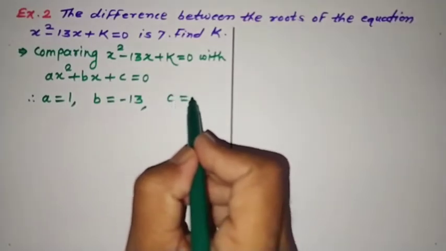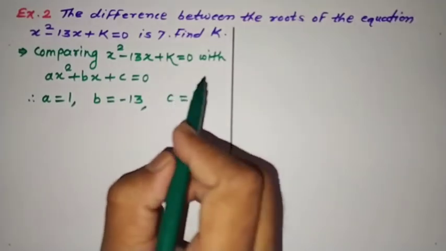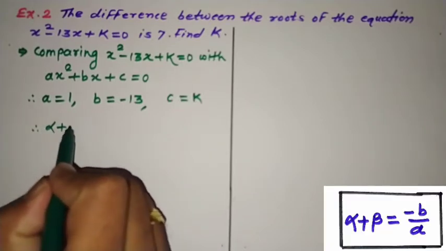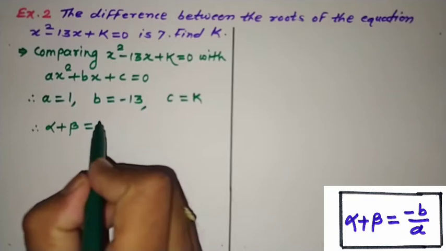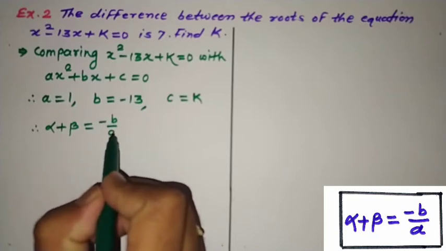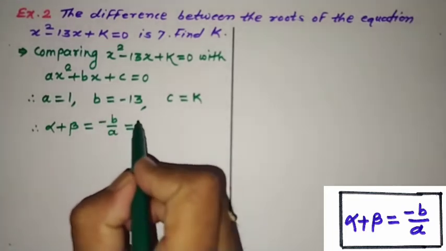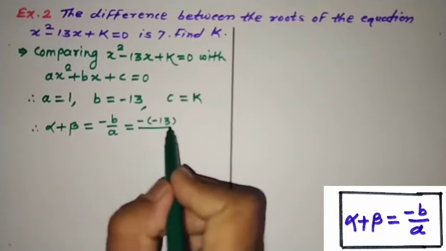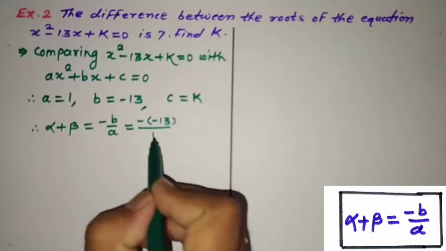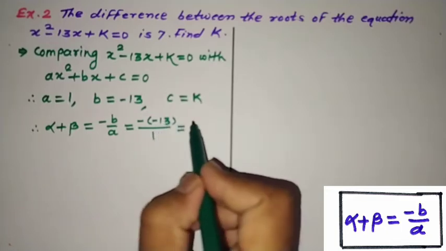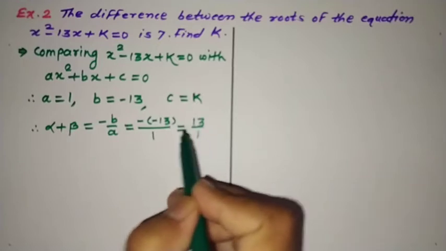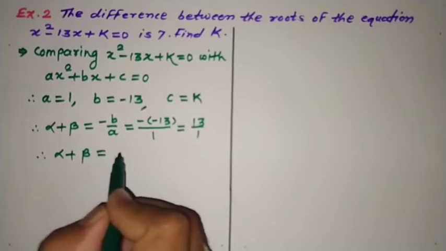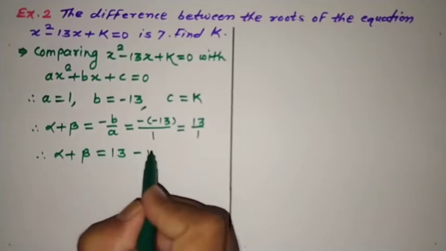and the coefficient c is equal to k. We know that the sum of two roots, alpha plus beta, is equal to the formula minus b upon a. Therefore, the value of b is equal to minus 13, write it in the bracket. The value of a is equal to 1, minus minus plus 13 upon 1. Therefore, alpha plus beta is equal to 13. This is the first equation.